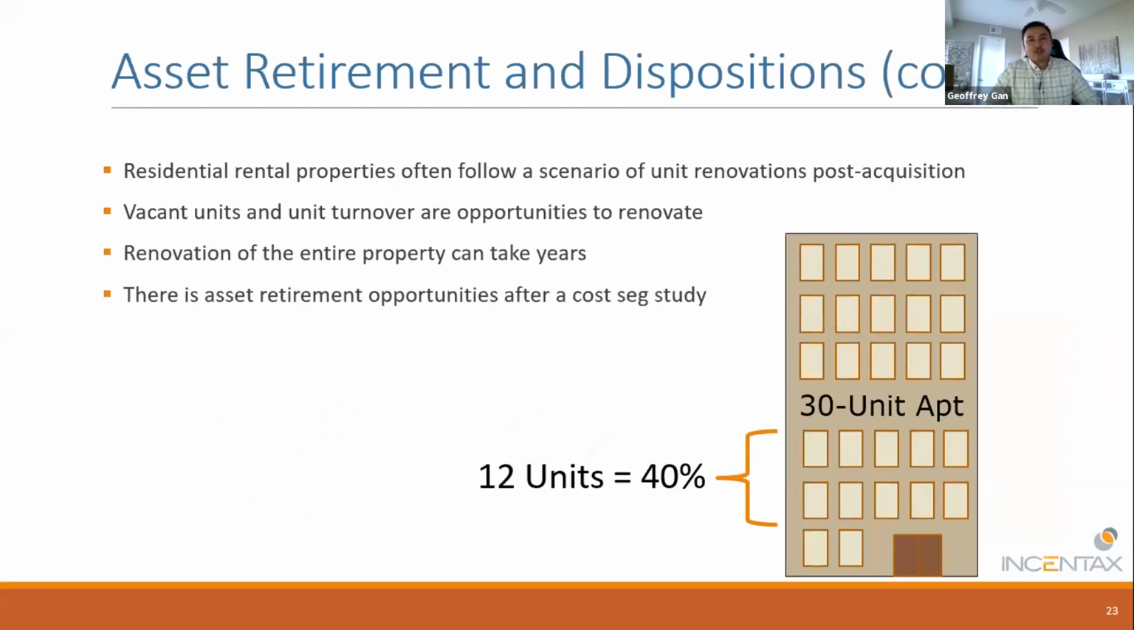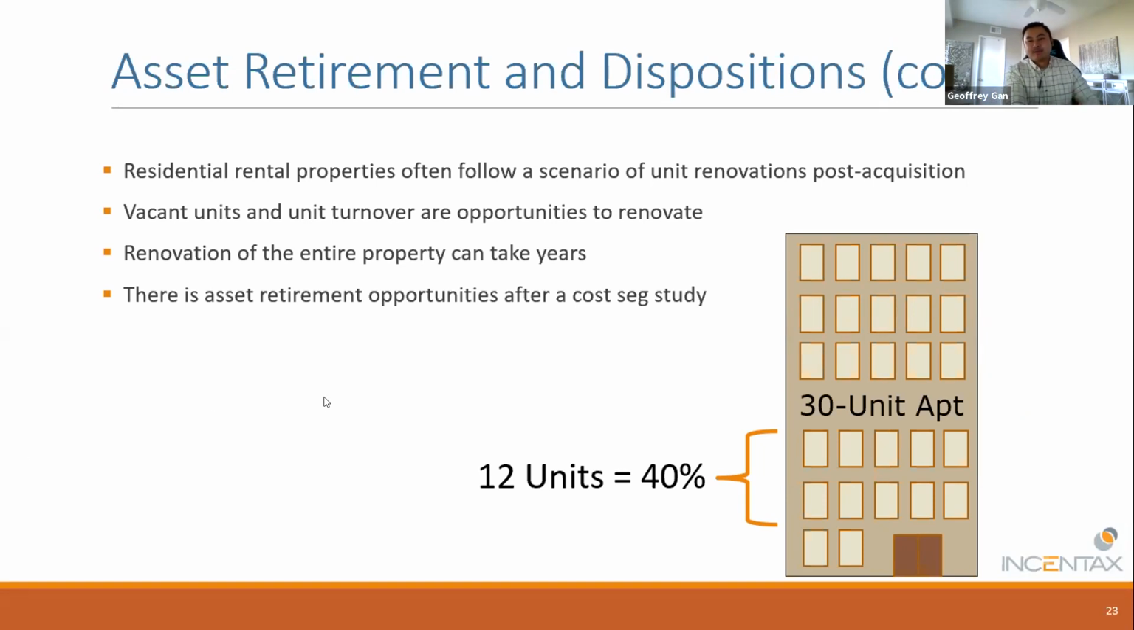Okay, so in continuing with our asset retirement disposition, let's say that we purchased a 30-unit apartment complex. Let's say 12 of the units were vacant, so 40% of them. Usually an investor may buy an apartment complex and start renovating all of the vacant units. Well, 60% of the units still have tenants in them. As those leases expire or tenants move out, there'll be an opportunity for the landlords to redo those units. Redoing an entire apartment complex may sometimes take years.